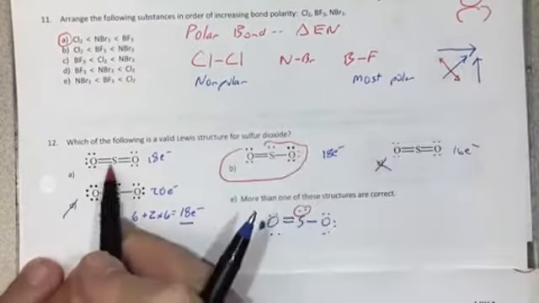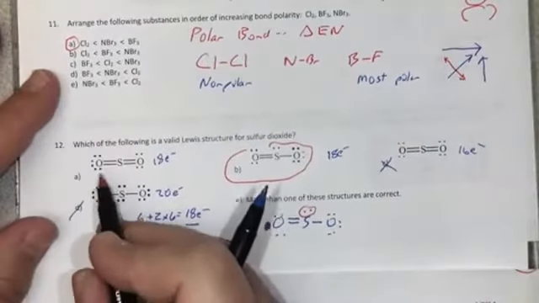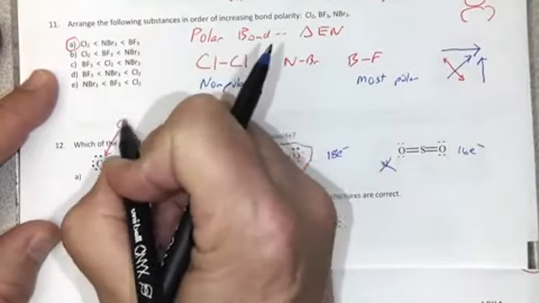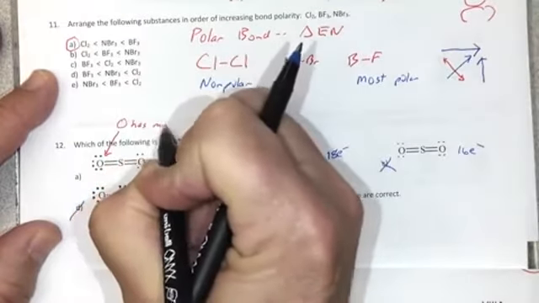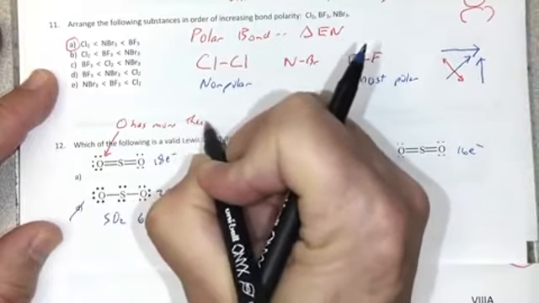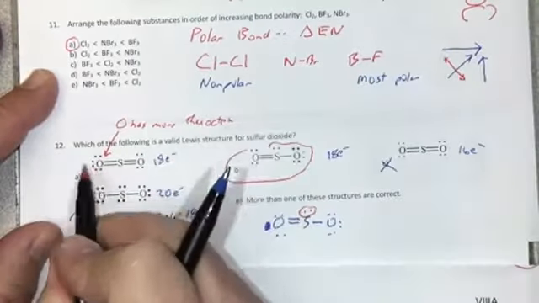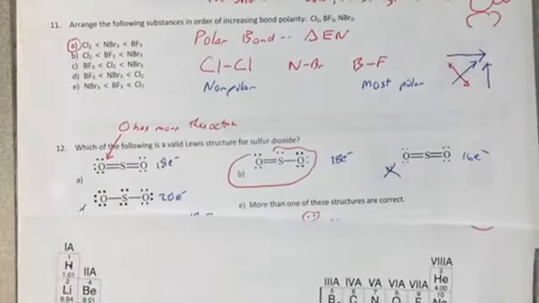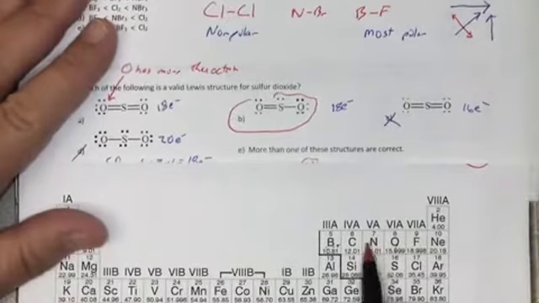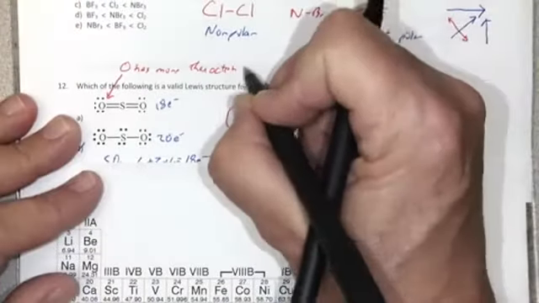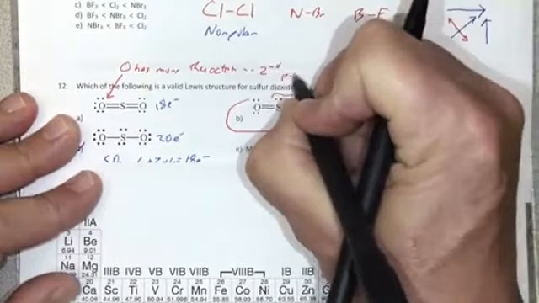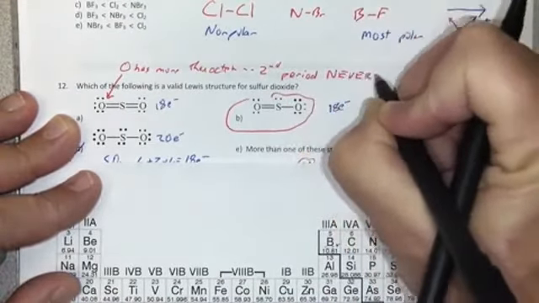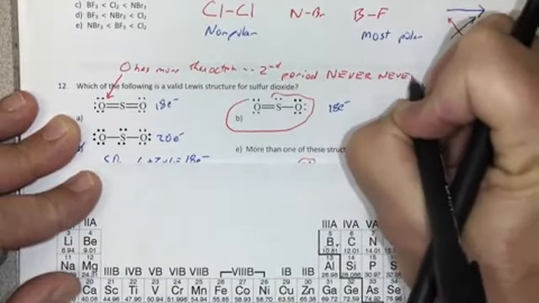B is the correct answer. There's no lone pair of electrons on sulfur. Now furthermore, there's something that's really ugly about this Lewis structure, and that is that oxygen has more than an octet. Let's count the electrons that are around oxygen. 2, 4, 6, 8, 10. That has 10 electrons. And you need to know that the second period elements, carbon, nitrogen, oxygen, etc., never, never, never have more than an octet of electrons.